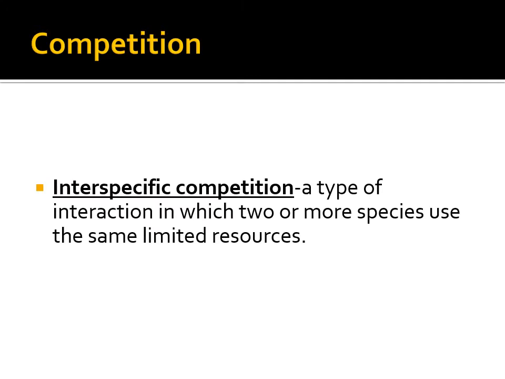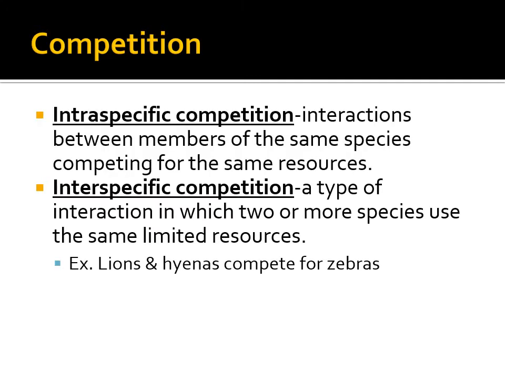Competition is a very big part of animal interactions. Lots of things are always competing with each other. If you have intraspecific competition, these are interactions between members of the same species competing for the same resources. So for example, if you had members of the same bird species that were trying to compete for nesting sites, some of them might be able to build nests faster than others. That would be an example of competition.